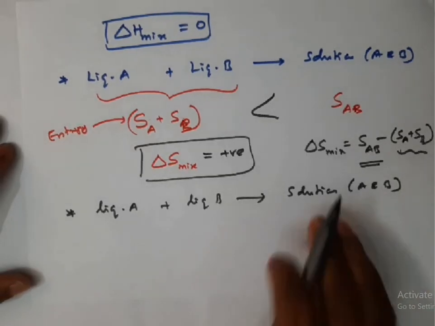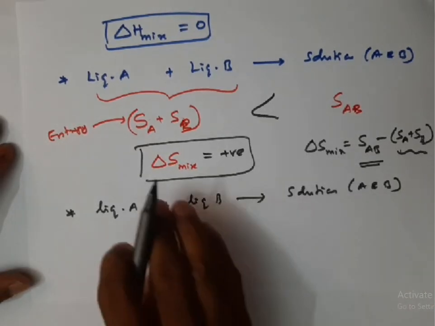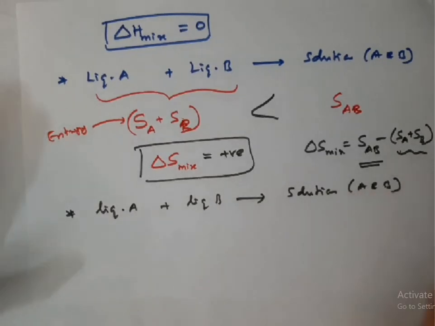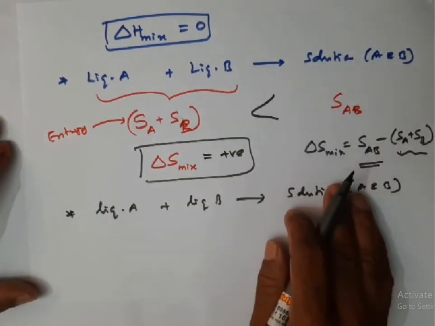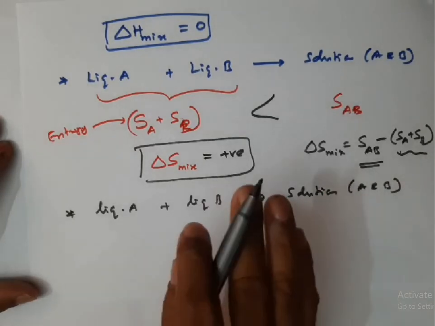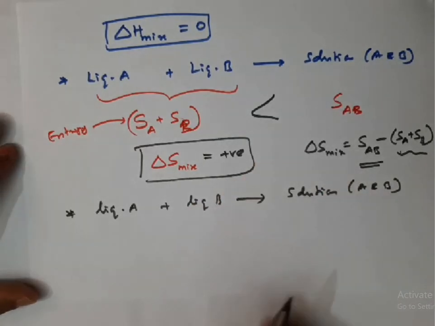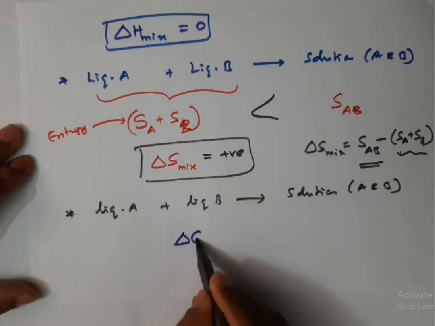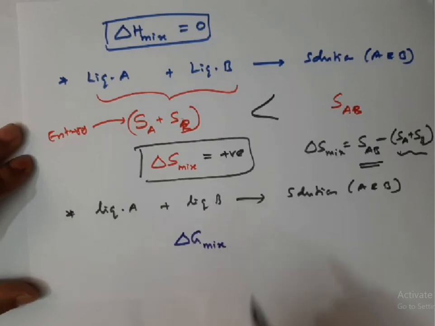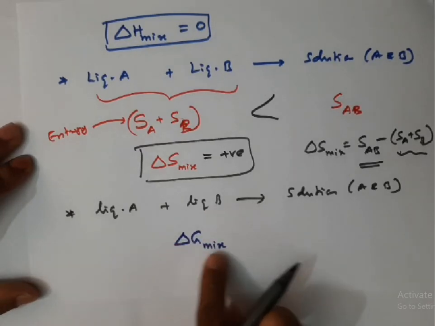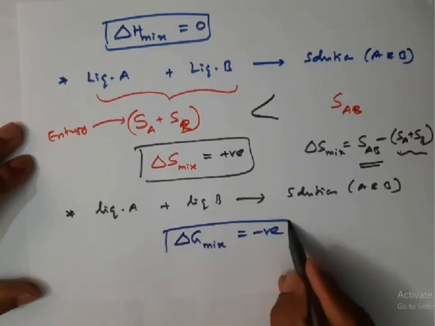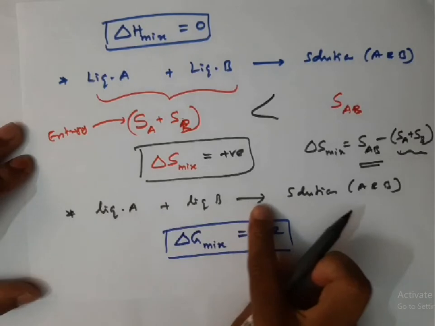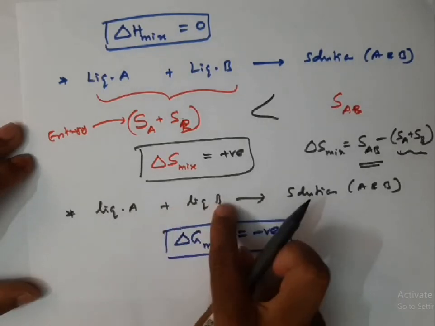Right? When you get a solution, that process is spontaneous. And you know very well, for all spontaneous processes, the change in free energy should be negative. So delta G mixing, the change in free energy for mixing, should be negative. Why? Because this is A and B forming a solution.